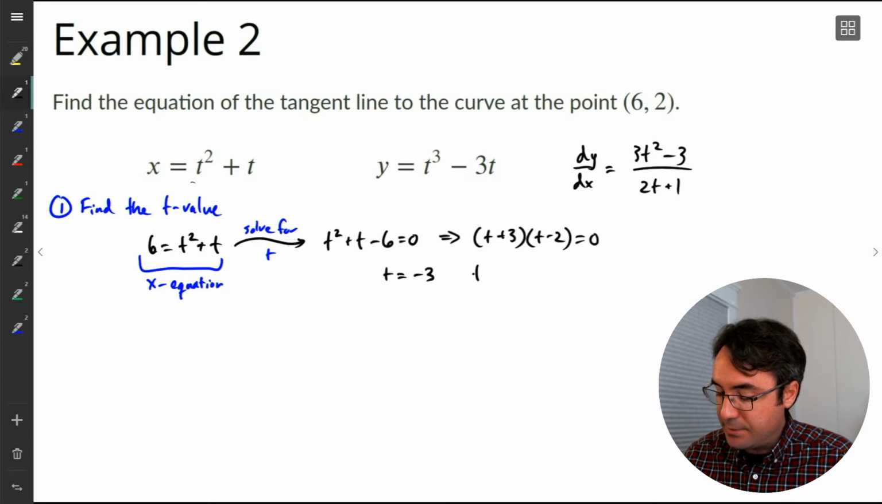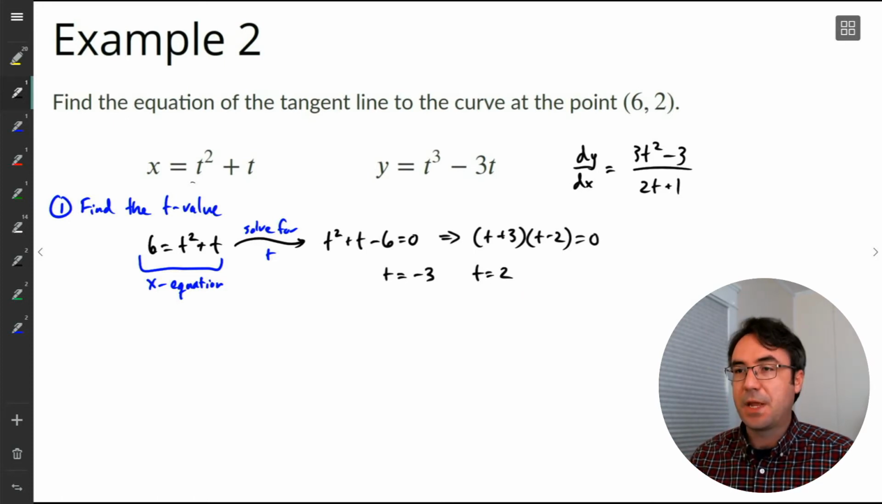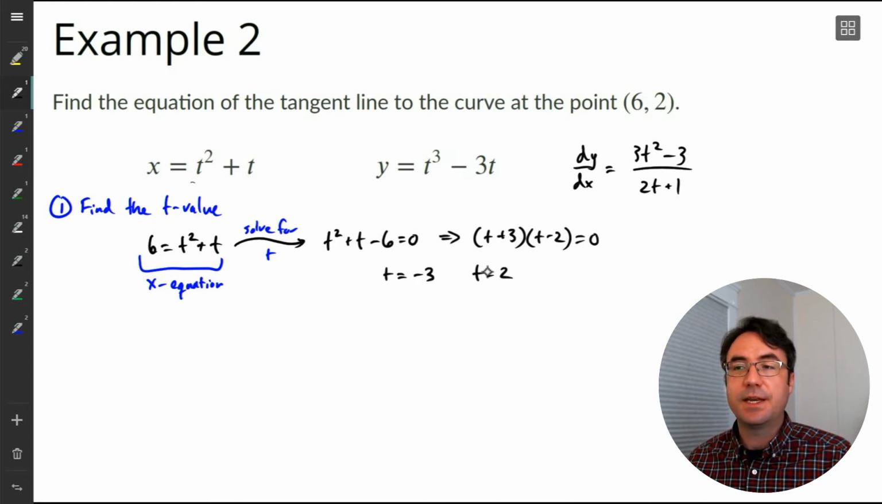2 potential times that we actually go through this point. So it looks like at time -3 we might go through this point, and at time 2 we might go through this point. So we know these two t values give us an x coordinate of 6. But in order for us to go through this point, not only does the x coordinate have to be 6, the y coordinate has to be 2. And so these are the only two possibilities for a time that we actually go through this point.